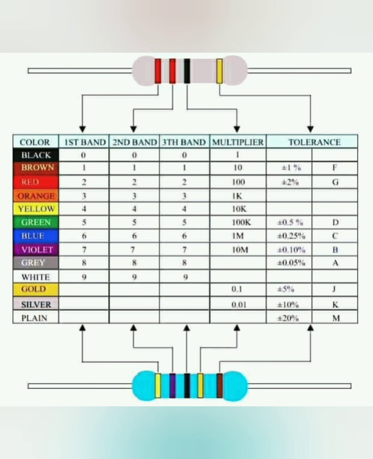Then for all the three bands, red color will be 2. Then for all the three bands, orange will be 3. Then for all the three bands, yellow will be 4. Then green 5, blue 6, violet 7, gray 8, and white 9.